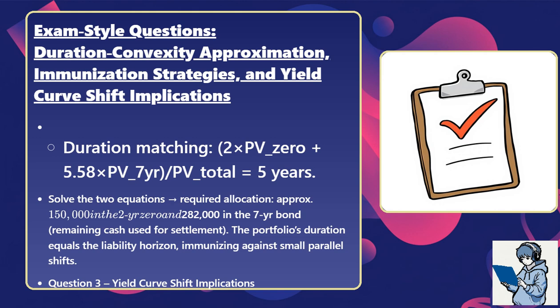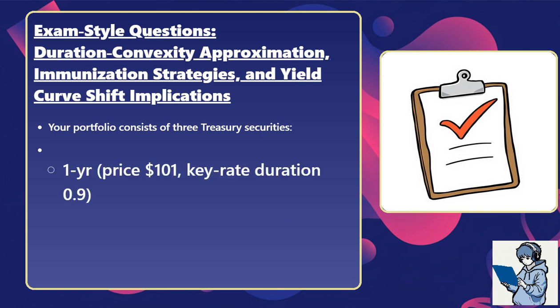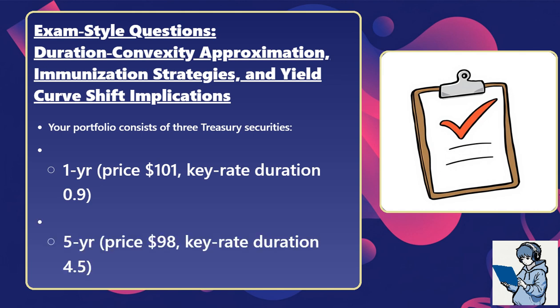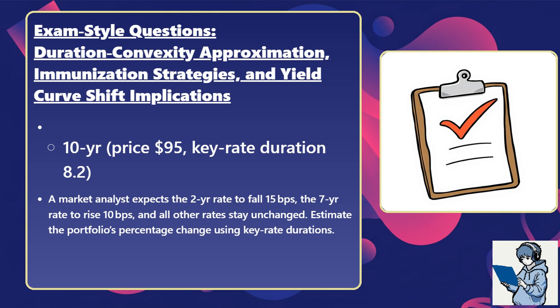Question 3: Yield curve shift implications. Your portfolio consists of 3 treasury securities. 1-year: price $101, key rate duration 0.9. 5-year: price $98, key rate duration 4.5. 10-year: price $95, key rate duration 8.2. A market analyst expects the 2-year rate to fall 15 basis points, the 7-year rate to rise 10 basis points, and all other rates to stay unchanged. Estimate the portfolio's percentage change using key rate durations.